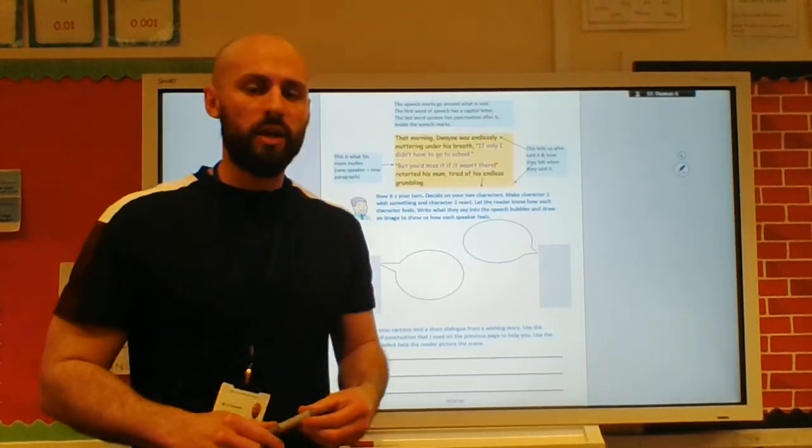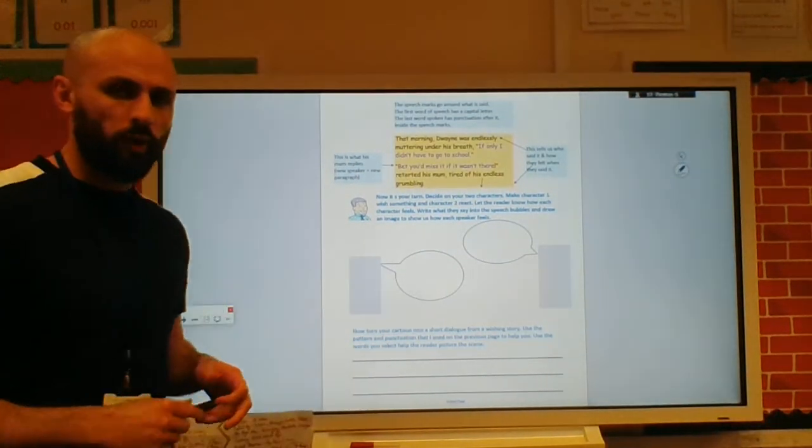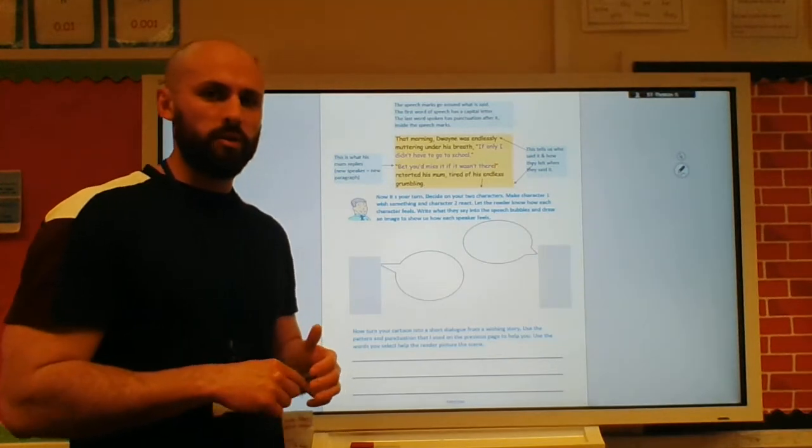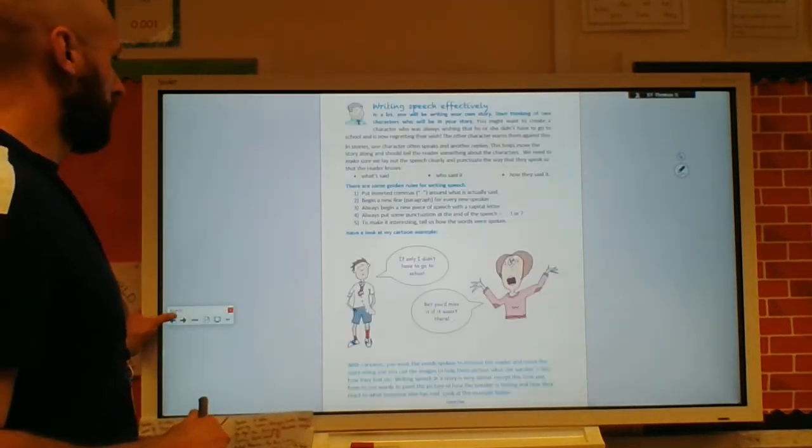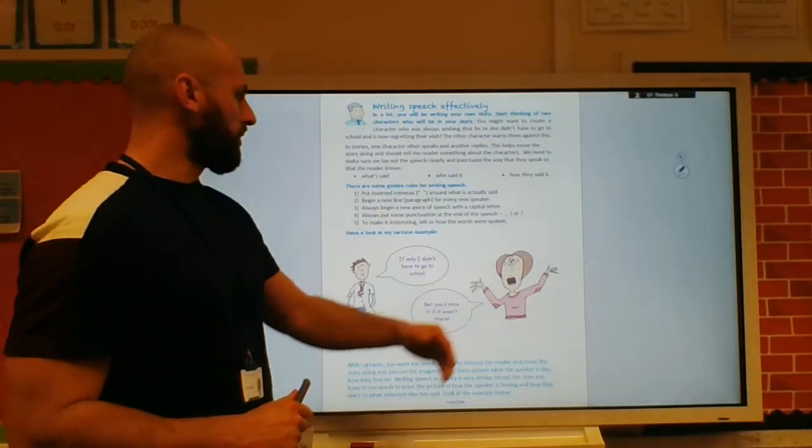Morning Year 5, and today we're taking a closer look at speech punctuation. We have done this as grammar starters, so hopefully we'll be pretty good at it. So, to begin with, we've got some of the rules there.